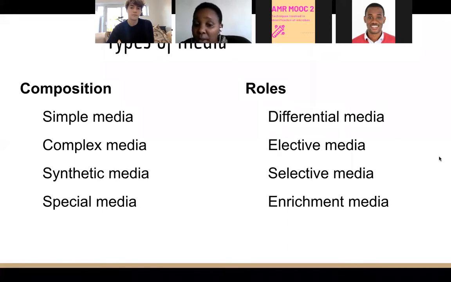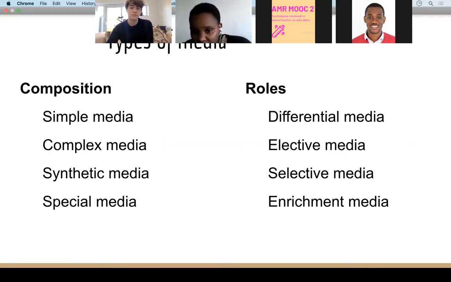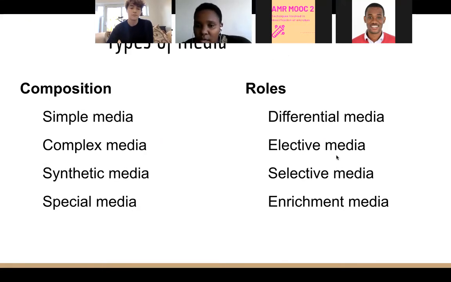Another consideration is the role you want your media to perform. If you want to differentiate, you can use differential media. There are also selective media and enrichment media. Depending on the role you want that media to play, that is how you can determine your media of interest.